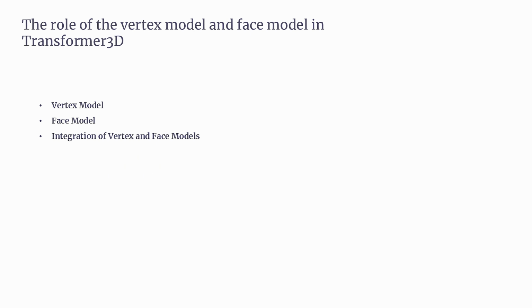In summary, the vertex and face models in Transformer 3D work in tandem to generate complex 3D meshes. The vertex model first creates the points that define the shape, and the face model then uses these points to construct the surfaces of the 3D object. By modeling both the vertices and faces probabilistically, Transformer 3D allows for flexible, dynamic generation of 3D shapes, making it a powerful tool for various applications in computer graphics and vision.